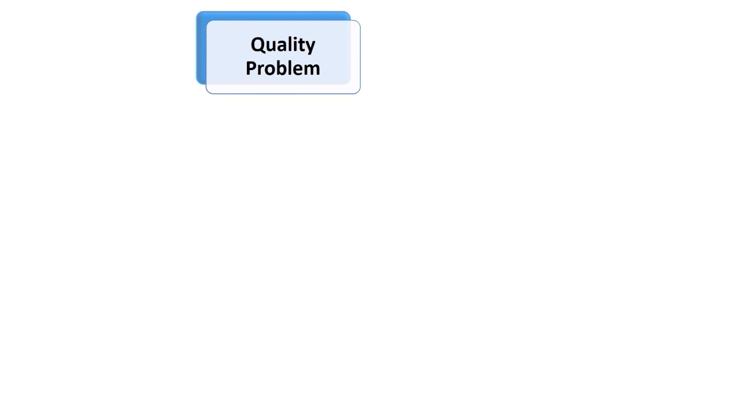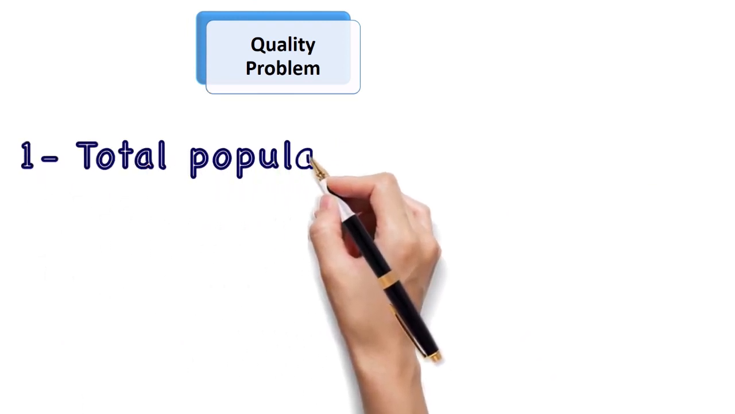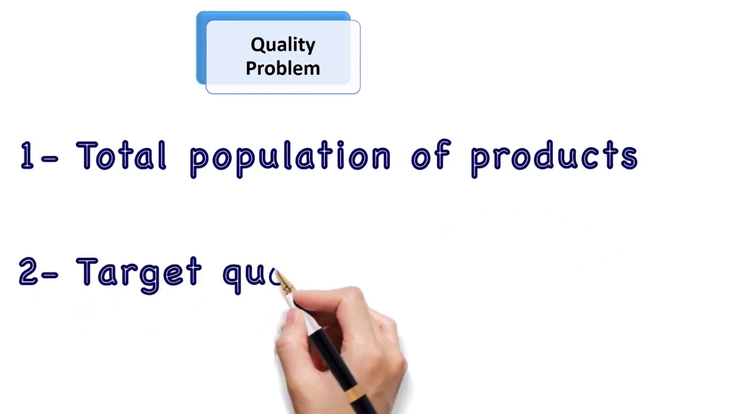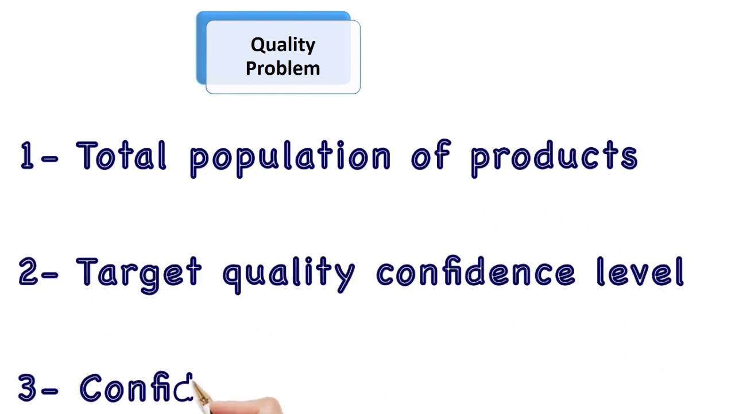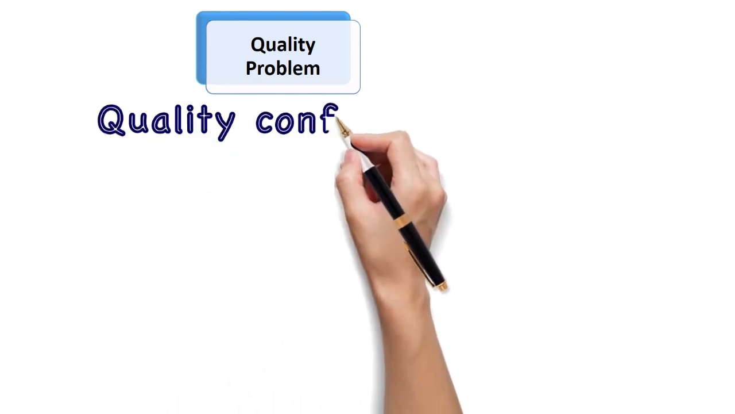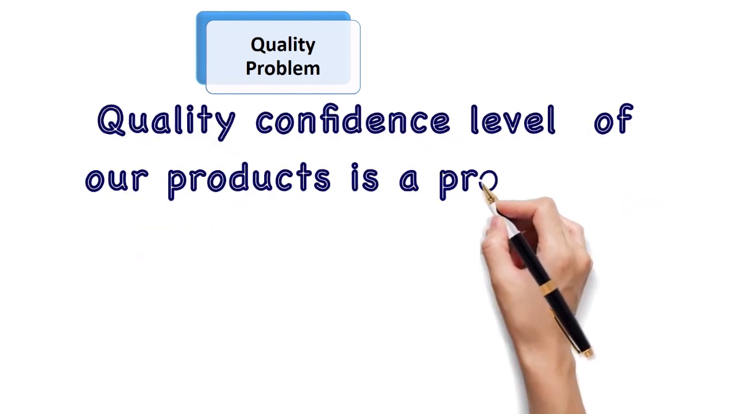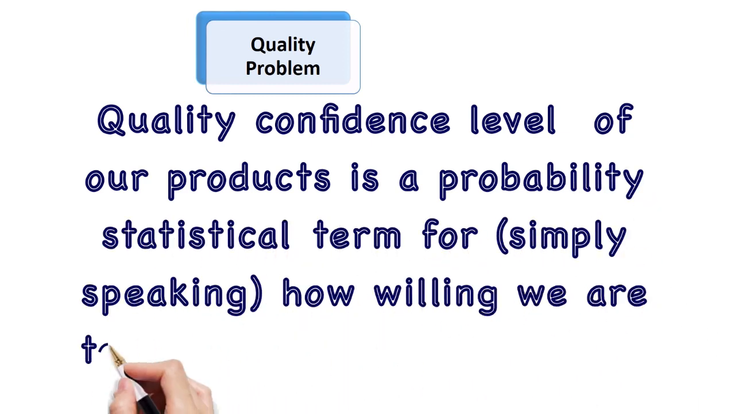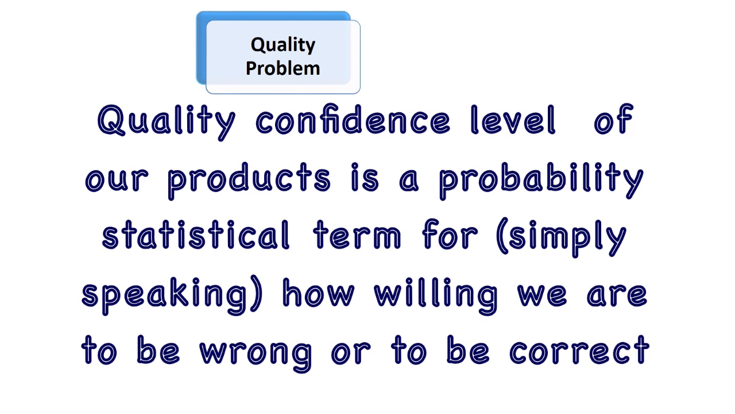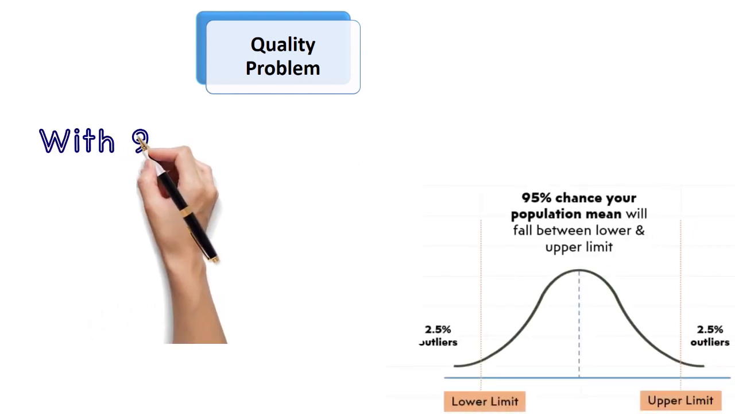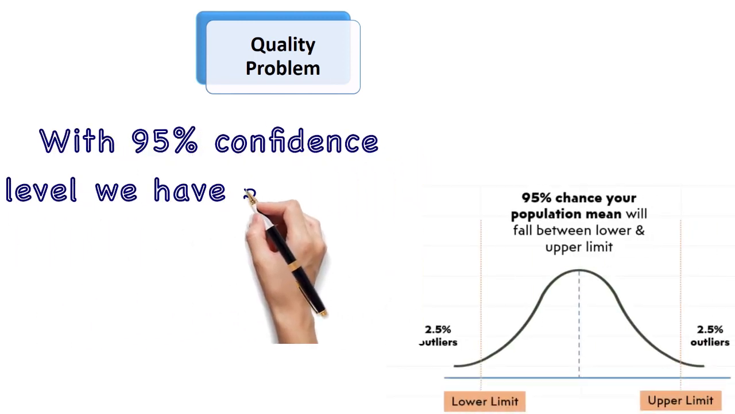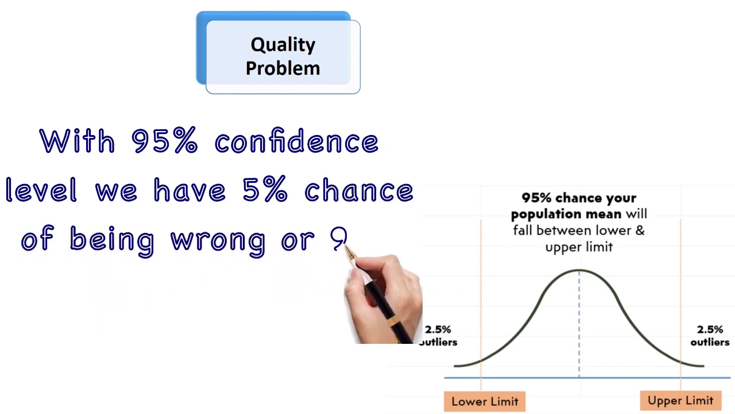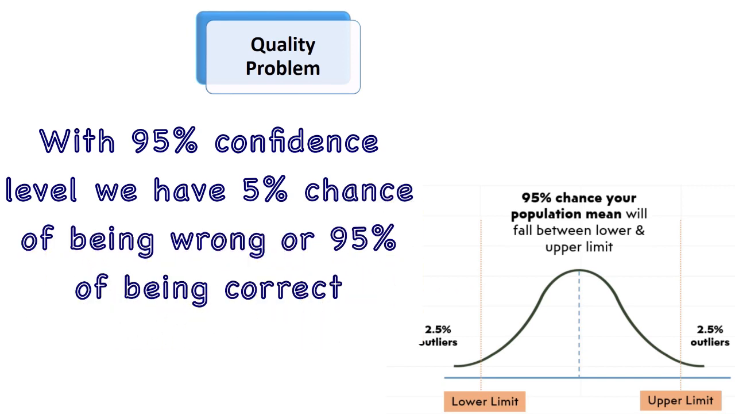And these factors shall ideally take into consideration parameters like total population of products, target quality confidence level, and confidence interval. Now, quality confidence level of our products is simply a probability statistical term for, simply speaking, how willing we are to be wrong or to be correct. Like with 95% confidence level, we have 5% chance of being wrong or 95% of being correct.